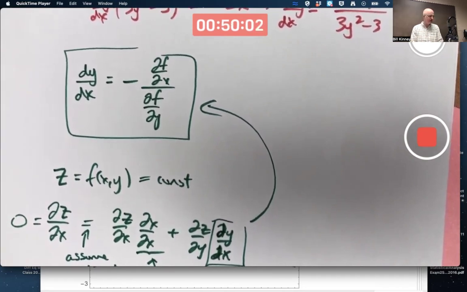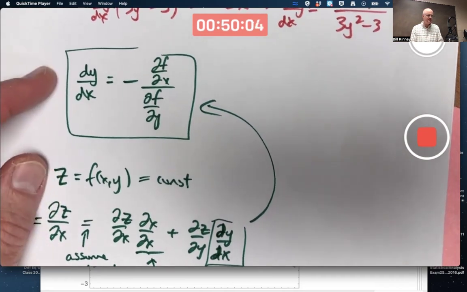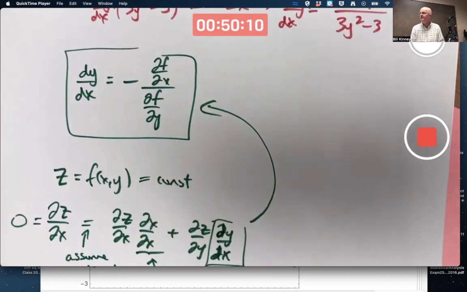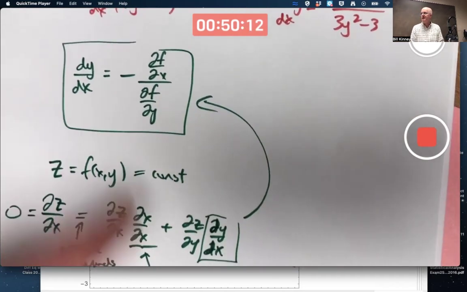Is it beneficial to use this? Yeah, sometimes. Sometimes implicit differentiation can get really, really complicated, but doing this is a bit simpler. So this is something worth knowing.